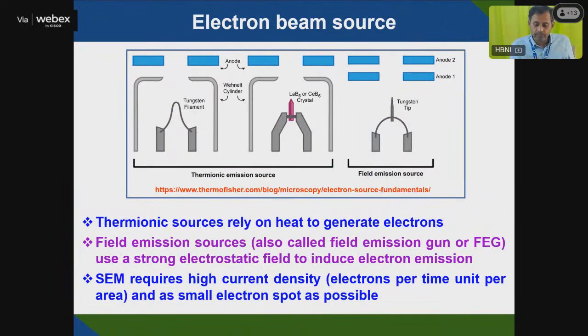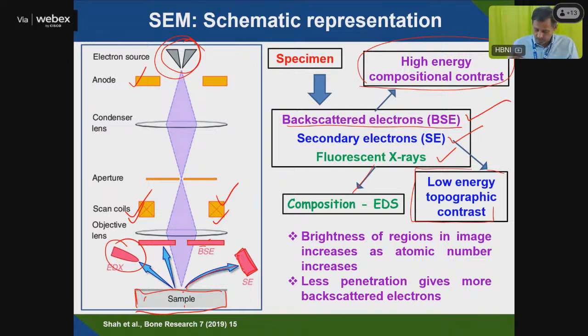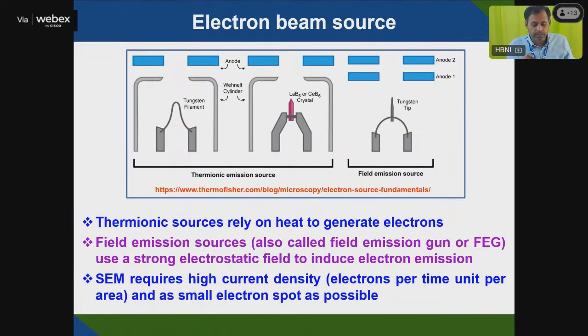As I told, the electron beam source, the electron gun, is at the top, where the electrons are produced. Mainly two types of electron source are used: one is thermionic emission, another is a field emission source. In thermionic emission, you have either a tungsten filament or a LaB6 crystal, lanthanum hexaboride or cerium hexaboride. In the case of LaB6 a pointed crystal is used, and here a tungsten filament. When you heat this filament at a high voltage, electrons are generated, and they pass through the lenses before reaching the sample surface.